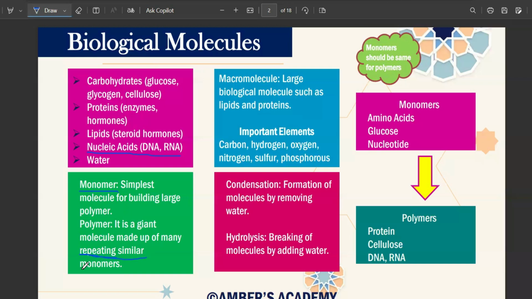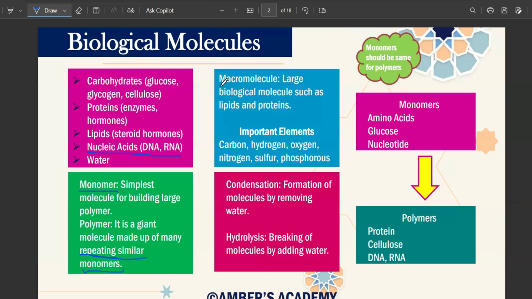So this is a very important word that you have to remember, that monomers should be similar if we are making up a polymer. इसकी एक important reasoning है कि I'll let you know as we progress. So as for now, try to remember that when we construct polymers, they should be made from similar monomers. We do not have to mix up two different monomers in order to make a polymer. A polymer is always made up of same monomers.